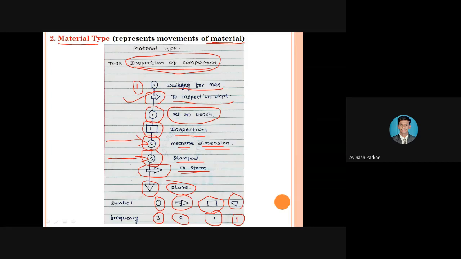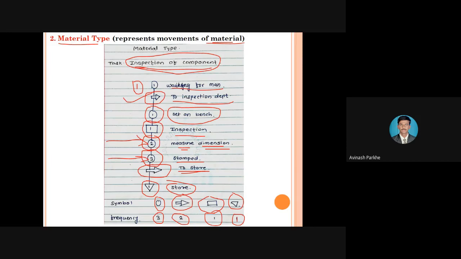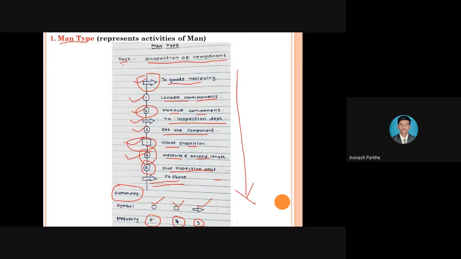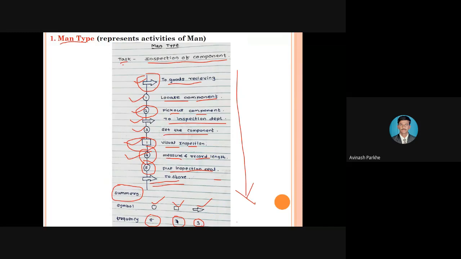Therefore, this particular chart is called a material type of flow process chart, in which it represents only movements of the material. So if I compare this man type of flow process chart and this material type of flow process chart, during inspection, in both the charts the application is the same. What application? Inspection of the component. But during inspection, movements taken by the man are represented by using chart number 1.